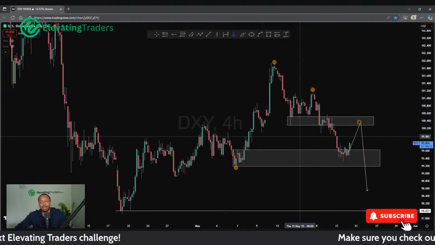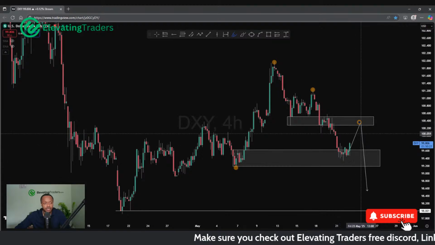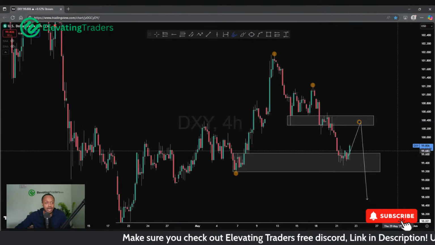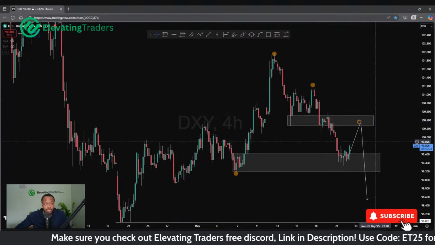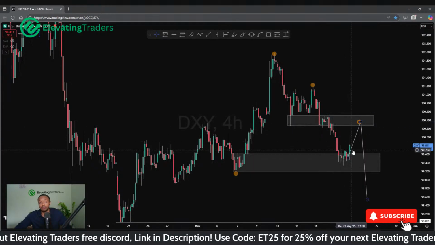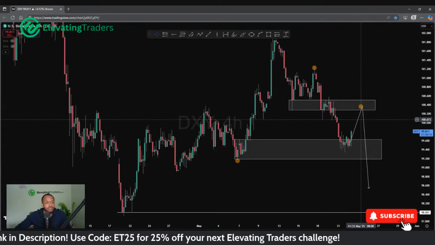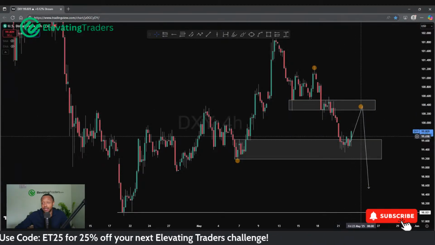Marked out this area here yesterday. Lovely support. Potentially could be turned into resistance. If the market could come back and revisit that area, I think that's a nice area for a short on the dollar. Perhaps some longs on euro or longs on another USD pair. But for now, USD does not look too good.